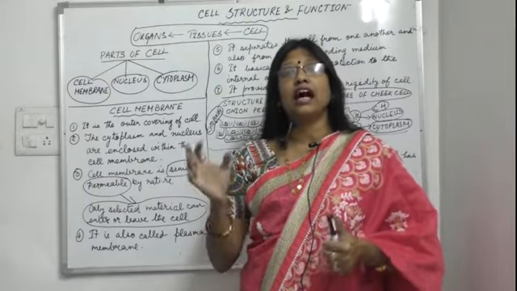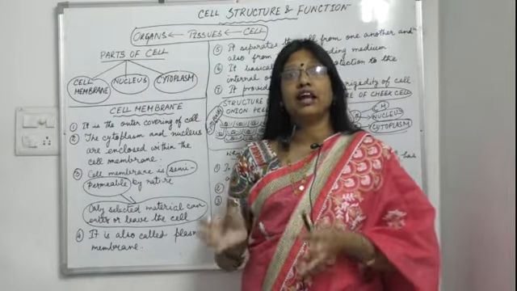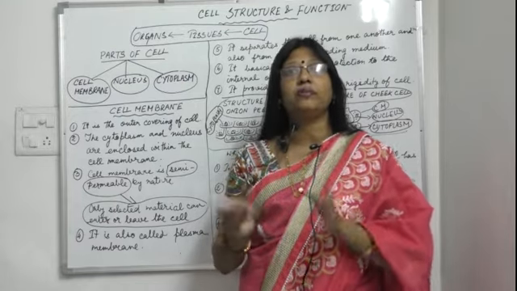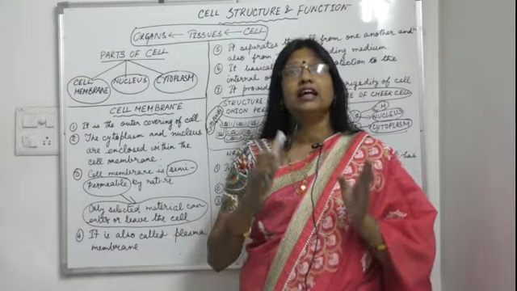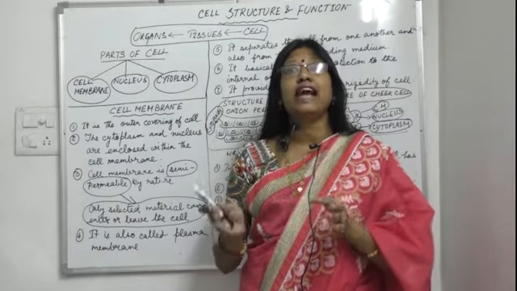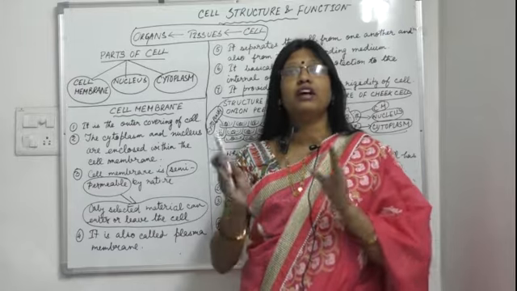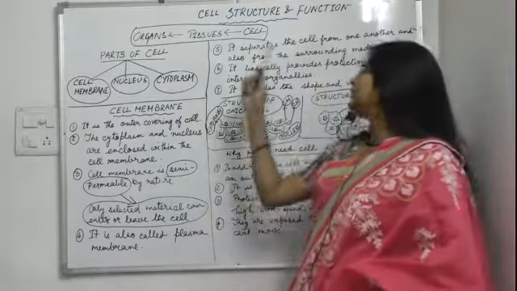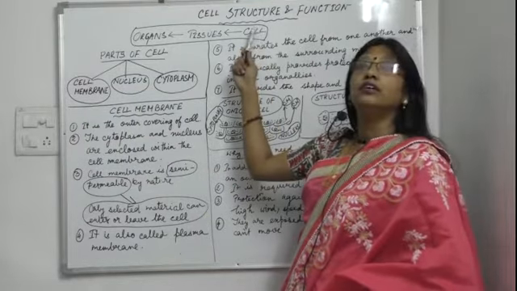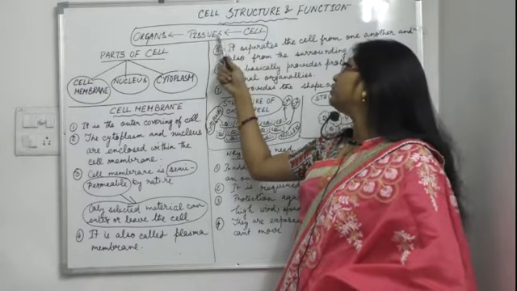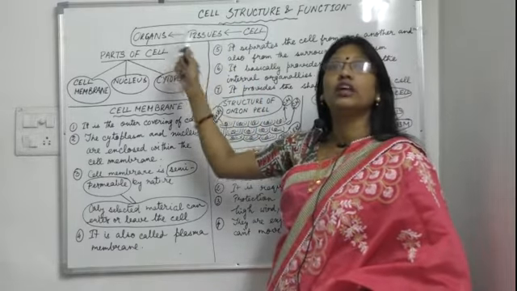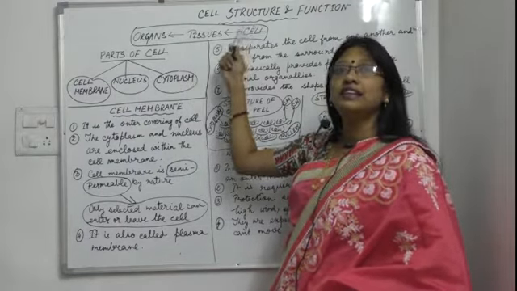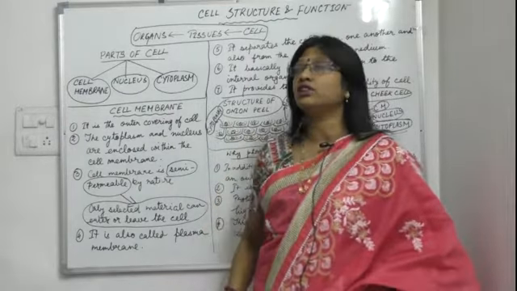And these organs are constructed by tissues. Organs are made by tissues, and tissues are made up of cells. This is the basic organization of the human body: cells make tissues, tissues make organs. That means organs are made up of tissues and tissues are made up of cells. Cell is the smallest unit of your body.